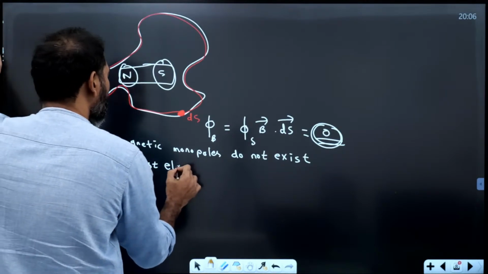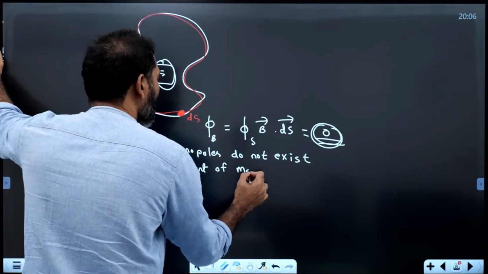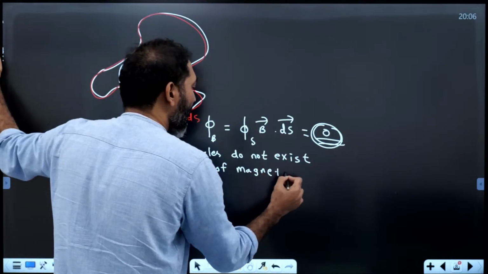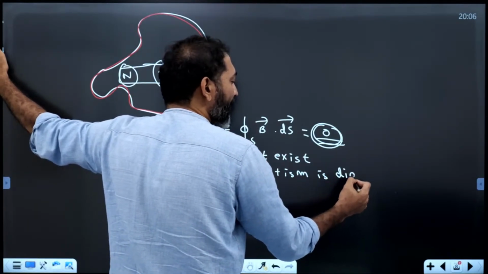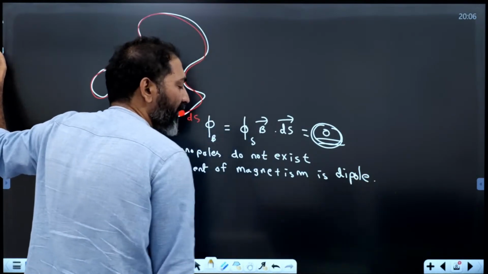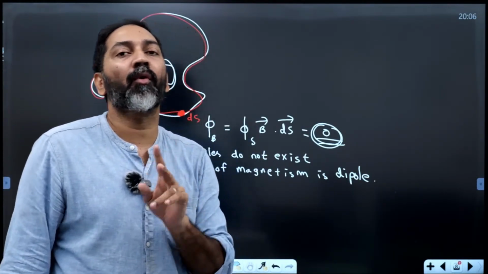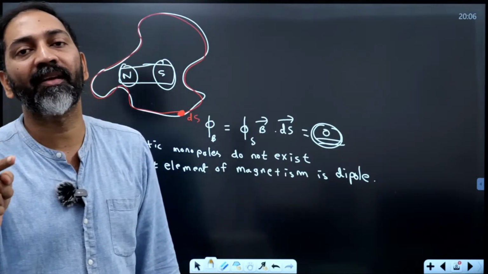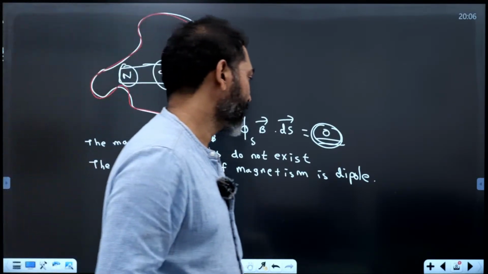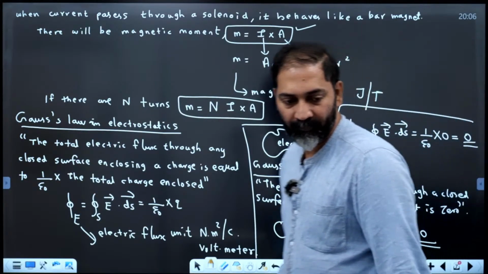magnetism is the dipole. You cannot divide a dipole further. You cannot divide a dipole and make two monopoles. That is not possible. That is what is told to you by Gauss's law in magnetism. Please note it down. I hope it is clear.